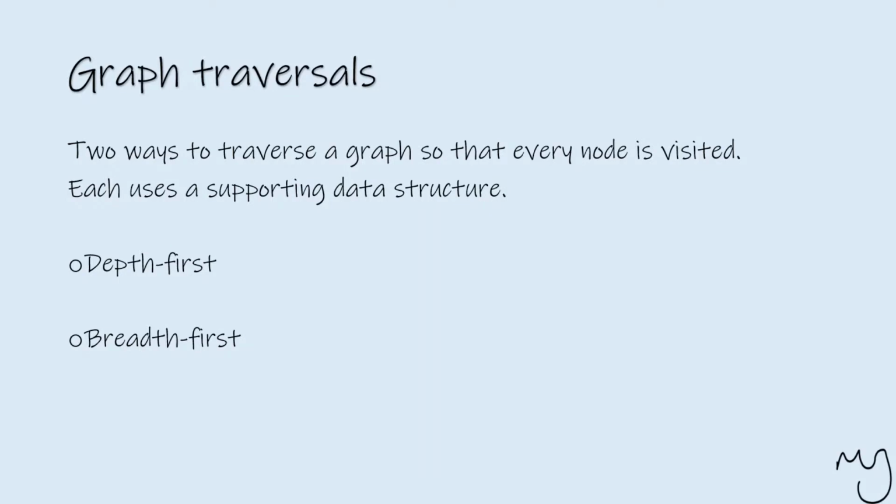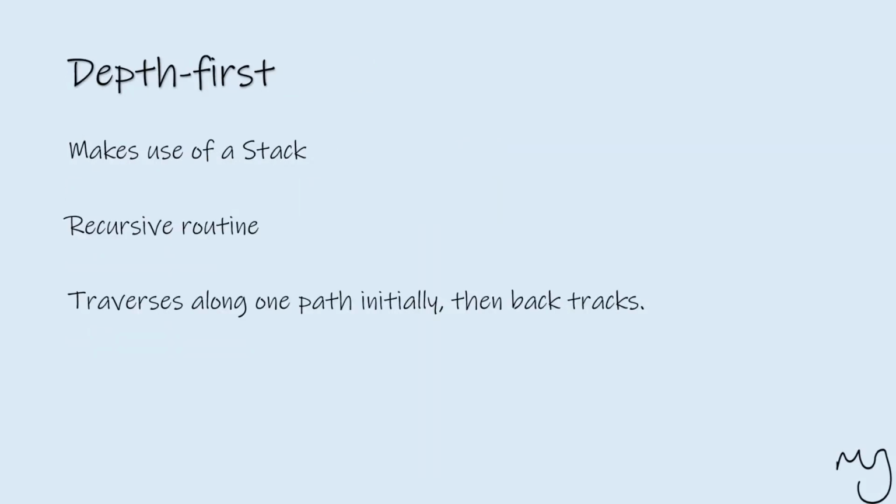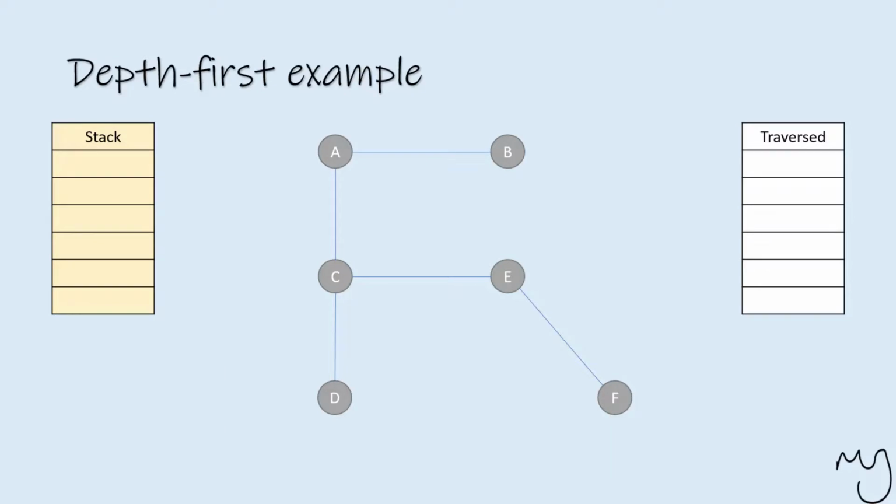With the depth first, we are essentially making use of the abstract data structure of a stack. It's considered to be a recursive routine, and the way that it behaves is it traverses along one path initially before then looking back, and then it backtracks again before then going off on a slightly different tangent. So we're going to look at that in an example.